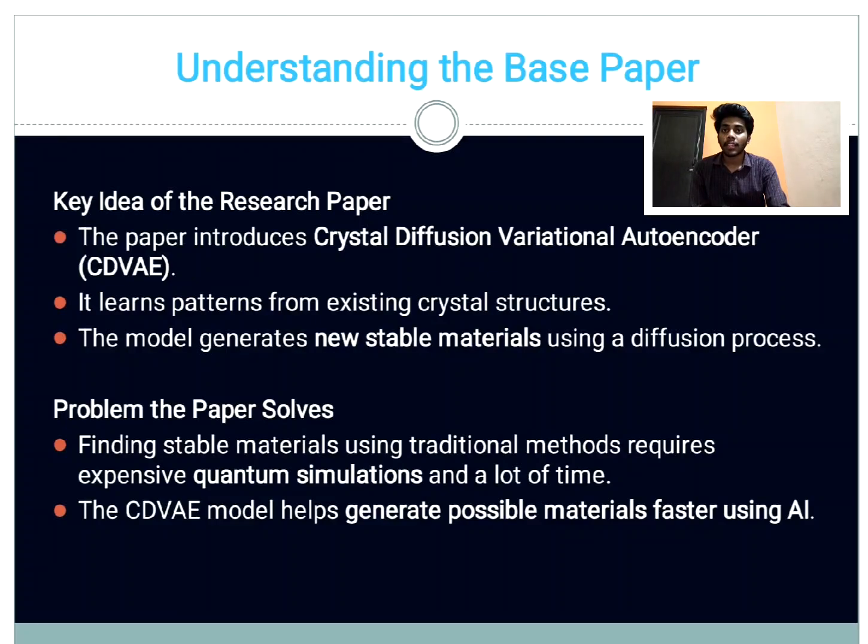Also, the CDVAE model combines a variational autoencoder and diffusion models. A variational autoencoder, or VAE, is a type of machine learning model that learns to represent complex data in a compressed form called latent space. This latent space helps the model understand the important patterns and relationships in crystal structures. The diffusion part of the model gradually generates crystal structures by learning how data changes step by step. By combining these two techniques, the CDVAE model can generate realistic and stable crystal structures. This makes the model very useful in modern material science research.